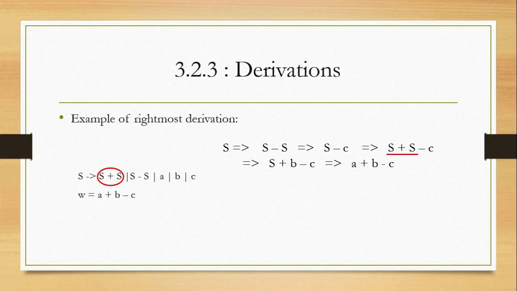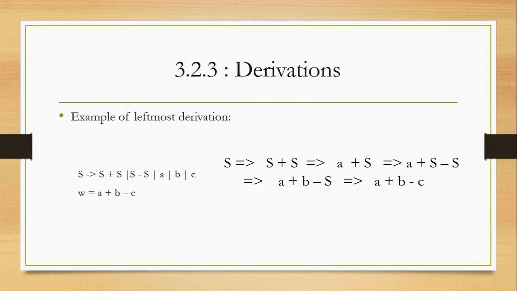And again, we change the rightmost non-terminal into B by applying rule number 4, which is S derives B. And finally, we will replace the remaining non-terminal S with A by applying rule number 3, which is S derives A. And we will have the string A plus B minus C. Simple.